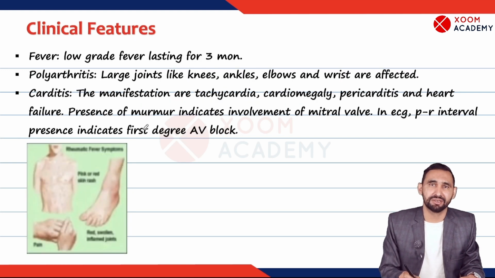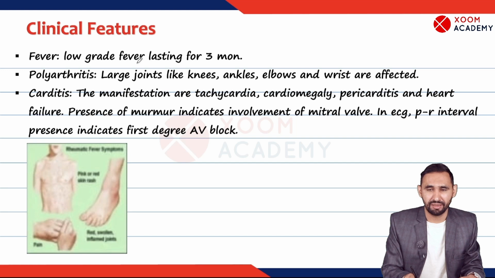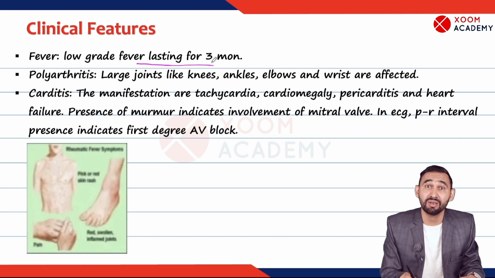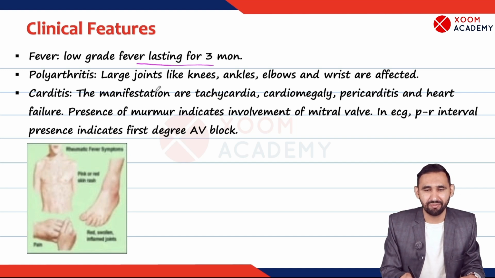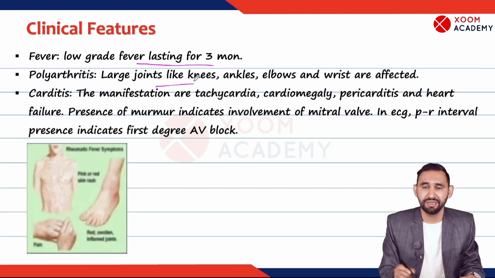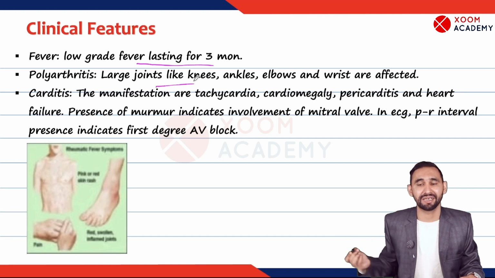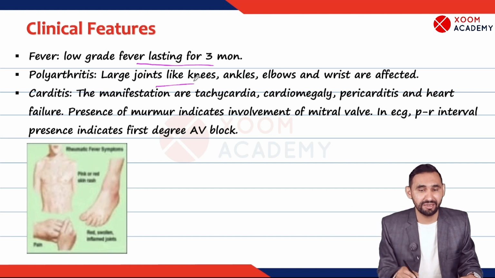What are clinical features? There may be low-grade fever lasting for 3 months. So there is long history of fever. It involves joints. It involves large joints, knees, ankles. It can involve elbows, wrist. It can cause carditis. It can cause tachycardia, cardiomegaly, pericarditis. There may be heart failure.